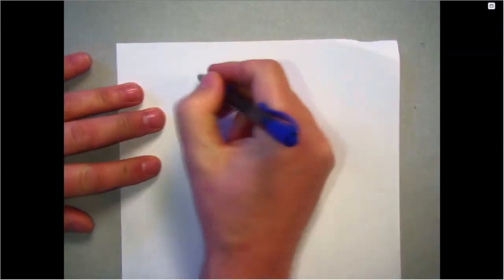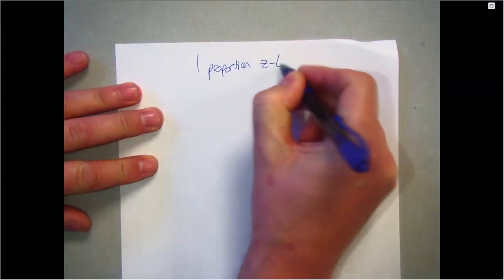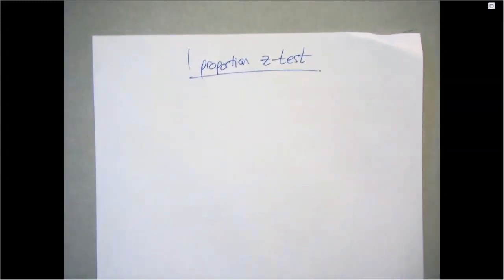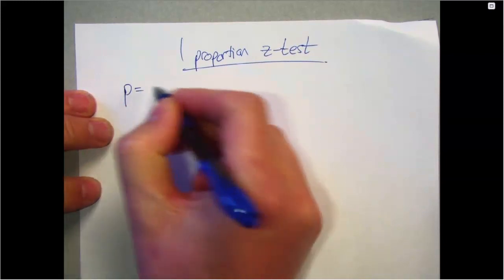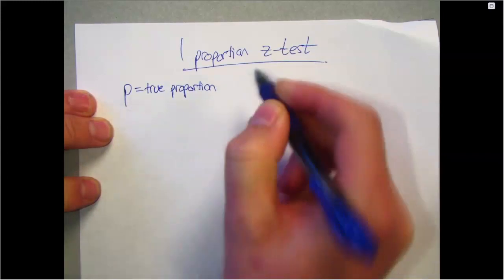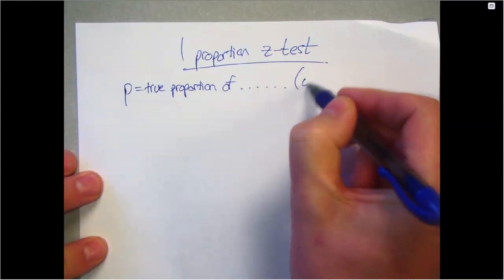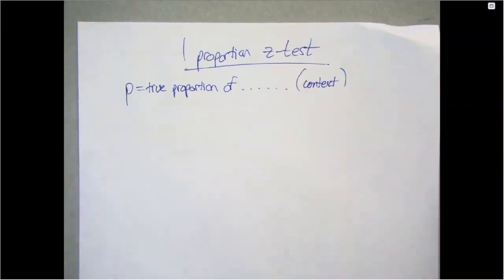Alright, we're going to do a one proportion Z test. This is just, again, not a specific problem, I'm just going through in general how you do it. First thing we would say is P equals the true proportion of, blah, blah, blah, and you're putting in the context. True proportion of students that have a job, true proportion of people that plan to vote, true proportion of whatever.